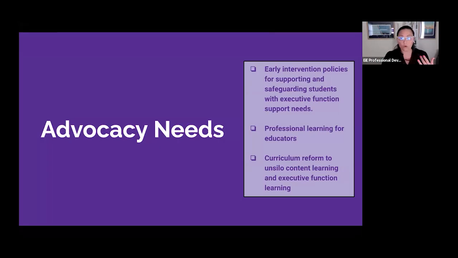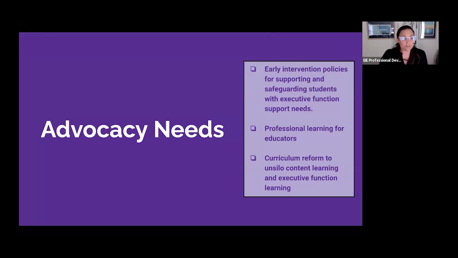Their self-control, their working memory, and their mental flexibility are still really new, and we need to support it, not punish it. We're not going to beat these things into kids. We need to give them the scaffolds to get there. And that means not just kicking them out because they can't behave.